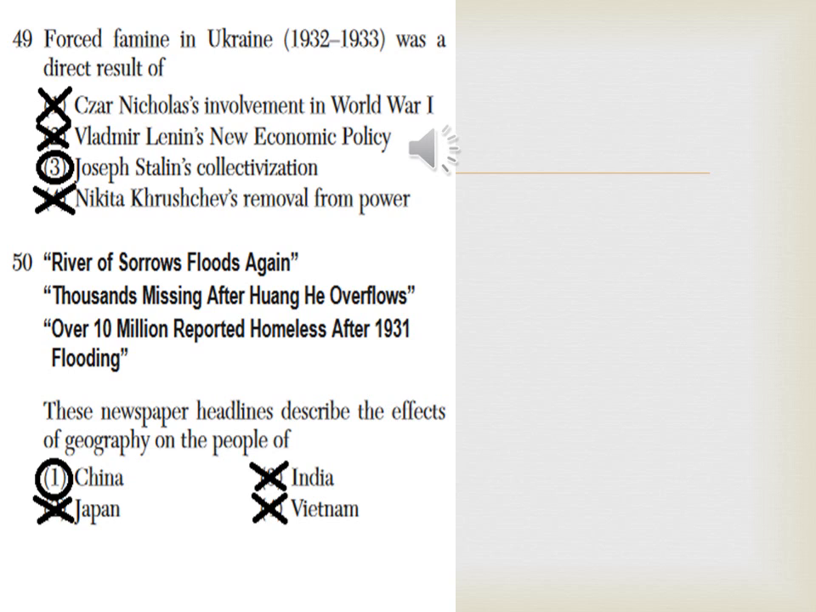Alright, so let's talk about question number 50. We have 3 quotes. River of sorrow flows again. Thousands missing after Huanghe overflows. Overall, 10 million reported homeless after 1931 flooding. Huanghe is in China, so even before reading the question, I know it has to do with China. These newspaper headlines describe the effects of geography on people. Is it 1, China, 2, Japan, 3, India, or 4, Vietnam? It's China because it's Huanghe. When you see Huanghe in the headlines, it's China. That's the river that flows in China. Easy question, easy answer.